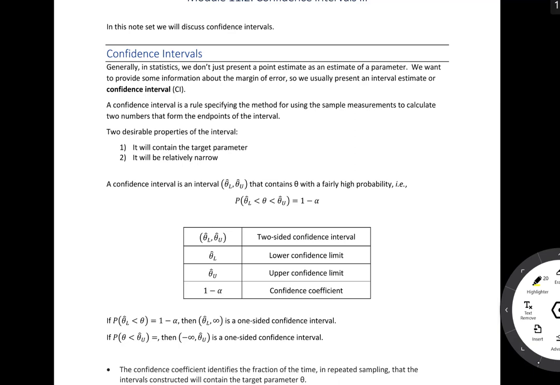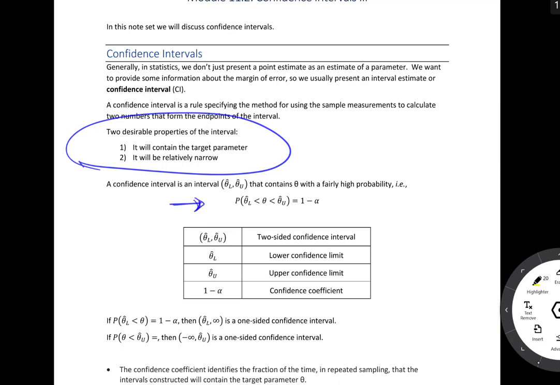We have some desirable properties of an interval. Ideally, we would like it to contain the target parameter. We recognize that it may not, especially with confidence intervals, but we would like that. And we would like it to be relatively narrow. So a confidence interval is an interval that contains theta with a fairly high probability, and here is our probability statement.